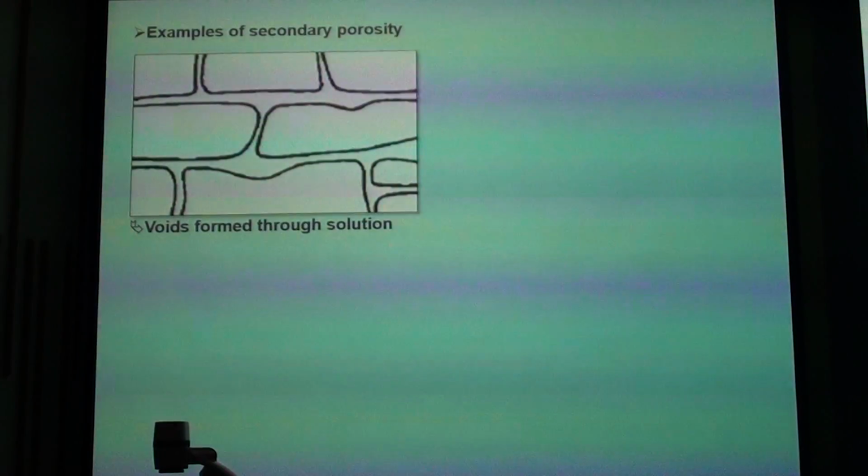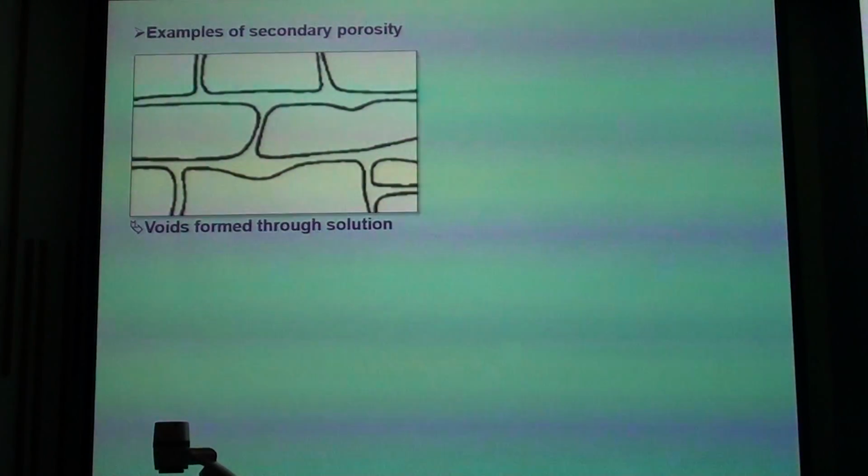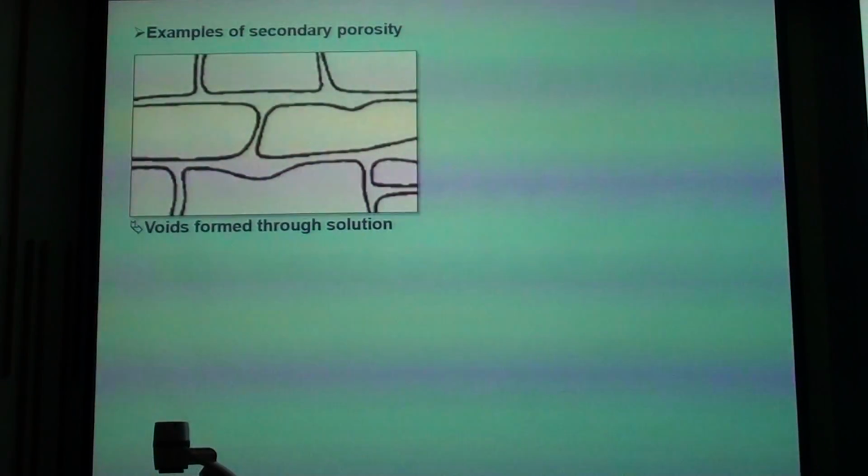Secondary porosity, same sort of thing. Always formed through solution, especially prevalent with limestones, of course. Water percolating through, the limestones are quite soluble, leave behind potentially large pore spaces. Anyway, cave systems, really good examples. But you're going to get a lot of planar voids forming and things as well through solution.